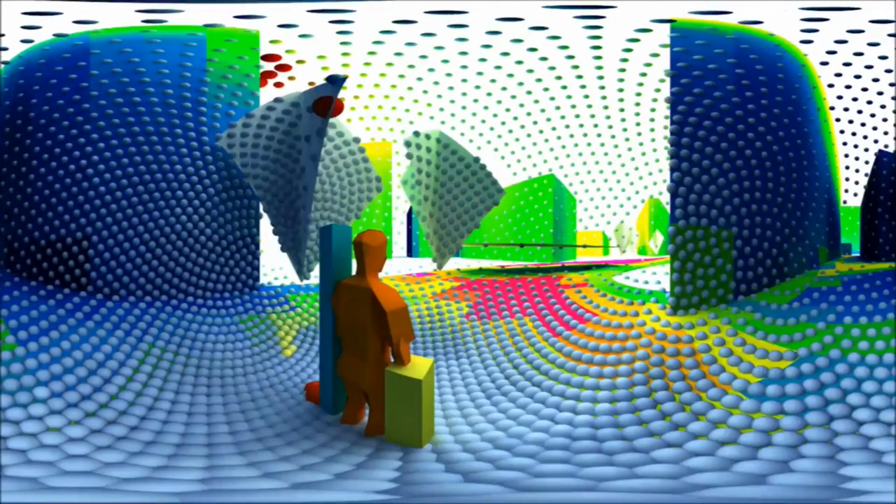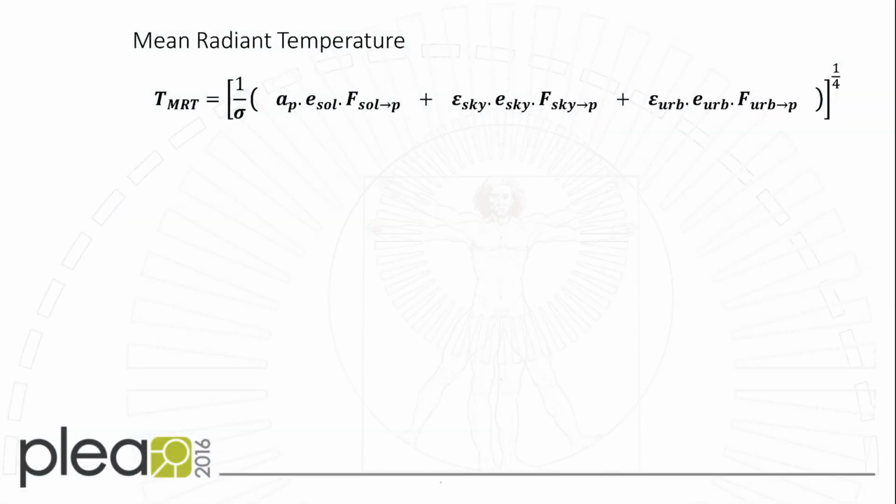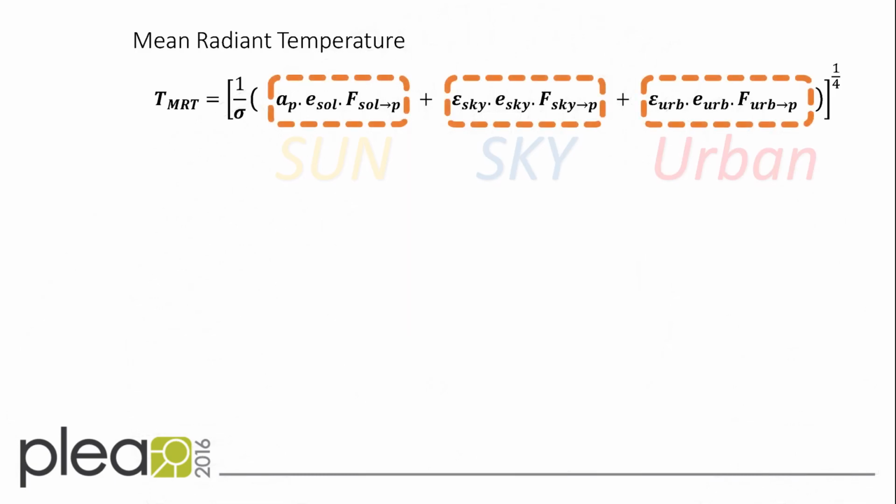So if you imagine a person fully exposed to the environment, basically we can calculate the mean radiant temperature based on this formula, which includes three parts: radiation from sun, from sky, or atmosphere and urban surfaces.